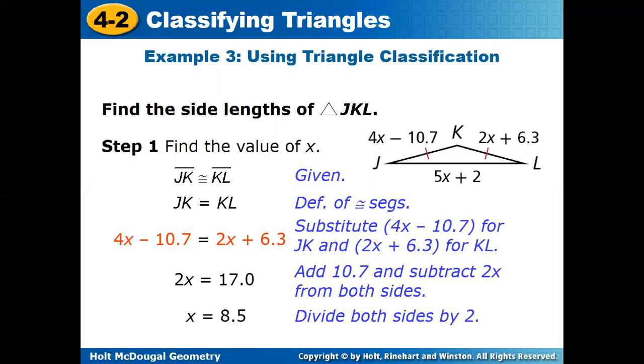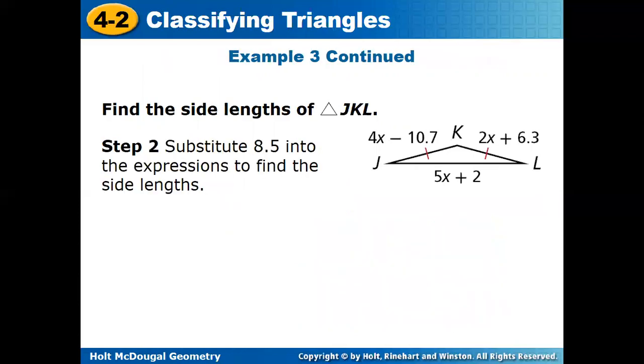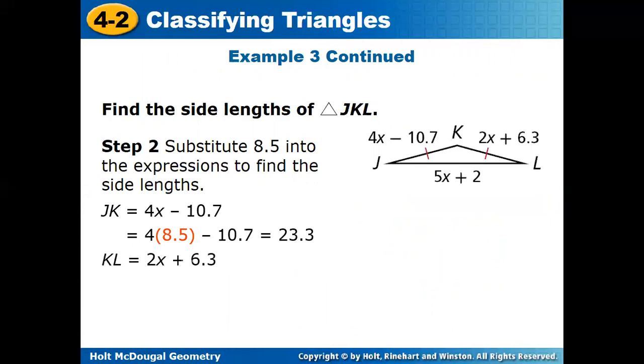So x equals 8.5. We finished now? No, we want to find the side lengths of the triangle. So we will substitute x equals 8.5 in the three sides. Okay, so the side JK is 4x minus 10.5, substitute 8.5 for x. So 4 times 8.5 minus 10.7, it will be 23.3.